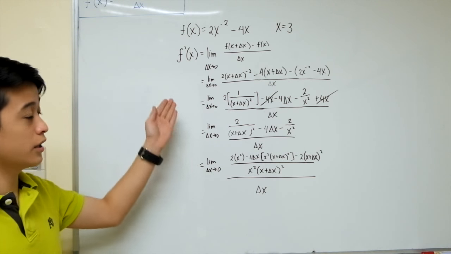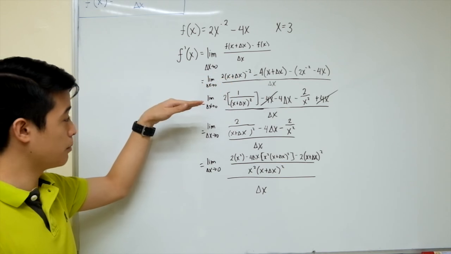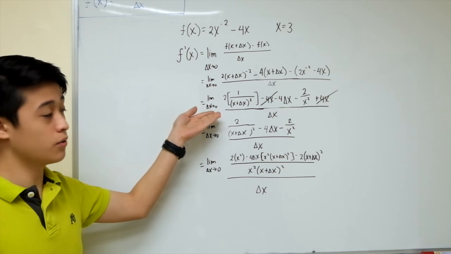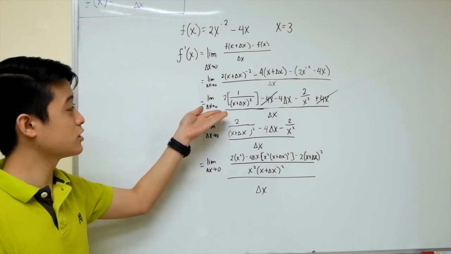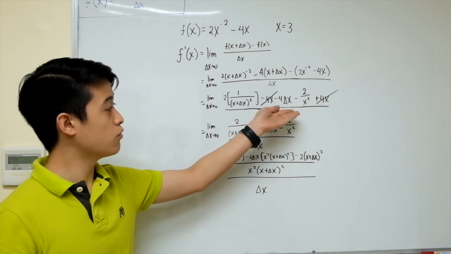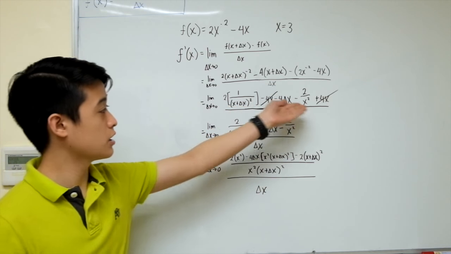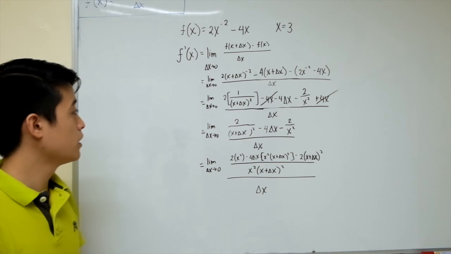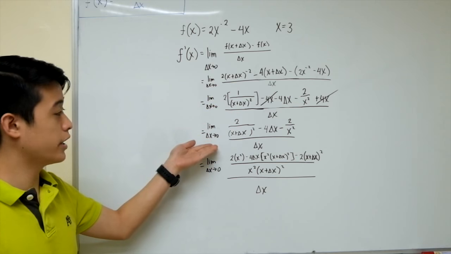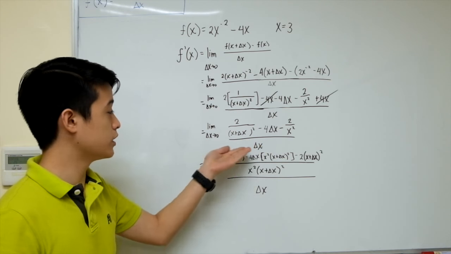So what we want to do here is to rewrite the negative exponent, so we make it like the denominator of a fraction. So it becomes 2 times quantity of 1 over quantity x plus delta x squared, minus 4x minus 4 delta x minus 2 over x squared plus 4x. Now we can cancel out the negative 4x and plus 4x, so it will become 0. So when we multiply the 2 into the fraction, it becomes 2 over x plus delta x squared minus 4 delta x minus 2 over x squared, all over delta x.